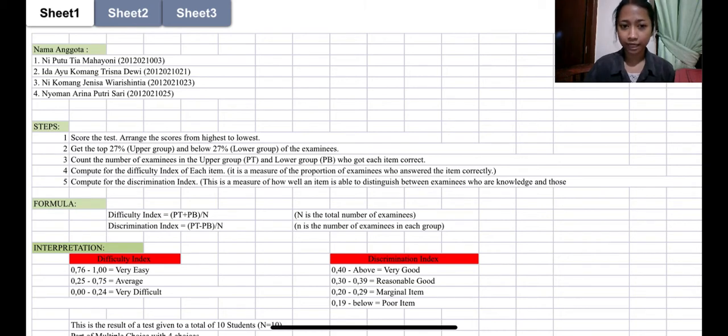And then the last step is to compute the discrimination index. This is a measure of how well an item is able to distinguish between examinees who are knowledgeable and those who are not. Okay, the next will be continued by Arina.